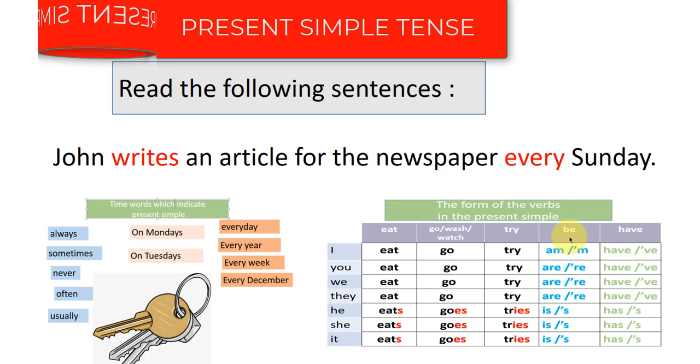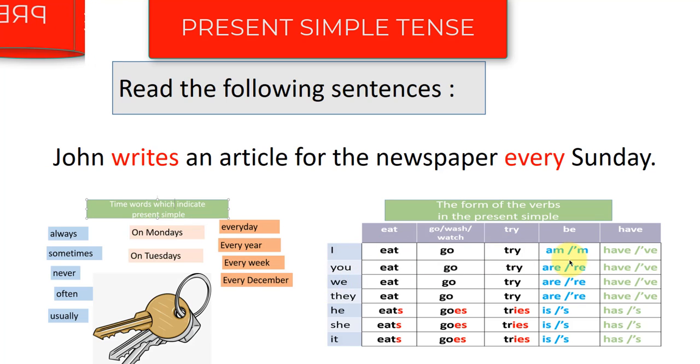You will tell me, no, teacher, we don't know what's be. Look at this. I am. This am is be. Okay? Am here is be, it's the base form, the infinitive. We can say I am or I'm. With you, we will say you are, or the short form, you're. We are, we're. They are or they're.